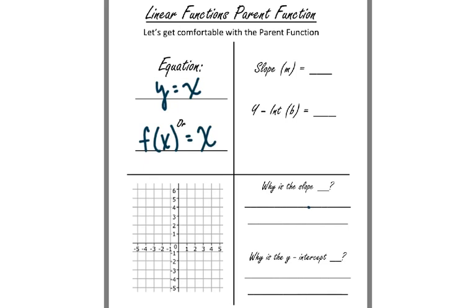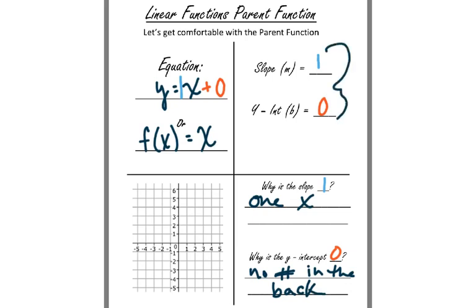So in my parent function, there is one x in the problem, so I put a 1 there. And there is no number in the back, so I put a plus 0 in the back. So the slope of my parent function is 1. My y-intercept, the b, is 0. It says, why is the slope 1? The reason why the slope is 1 is because there is one x in the question. Why is the y-intercept 0? The reason is because there is no number in the back.